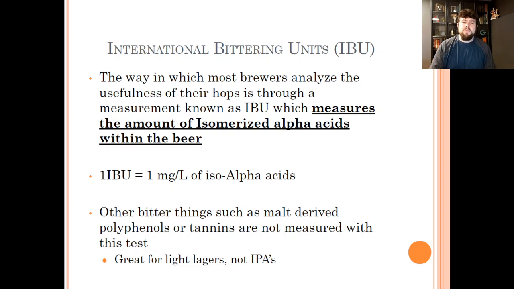So the way in which brewers analyze IBUs is useful, but only minimally so. And we're going to explain why this is. So an IBU, chemically, is 1 milligram per liter of isoalpha acids. That's what an international bittering unit, or an IBU, is. Now, this has some problems.